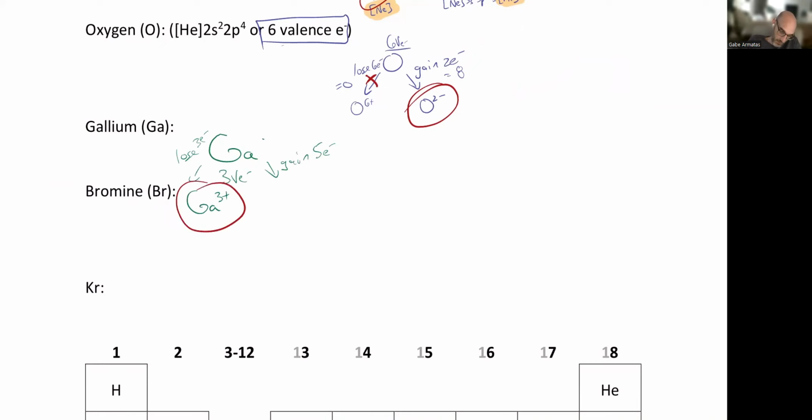How about bromine? Same question. Bromine is in group 7, so it has 7 valence electrons. Easier to lose 7 or to gain 1? Gain 1, bromine minus. You should end up with Br minus.